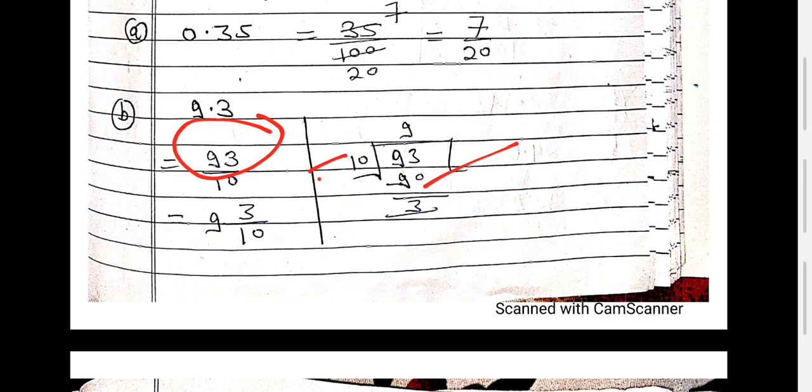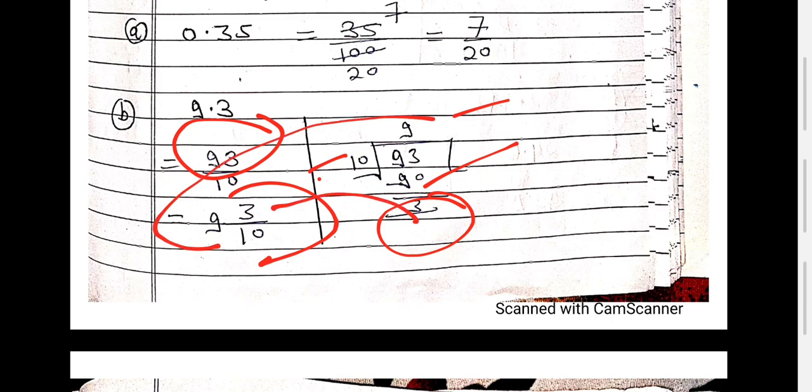93 here, 10 here. 10 9s are 90, the remainder becomes 3 here. So what you do, the denominator stays the same, the remainder goes on the upper side and the quotient goes in front of it. So your answer is 9 and 3 upon 10. If you want to check: 10 9s are 90, plus 3 becomes 93, 93 upon 10.